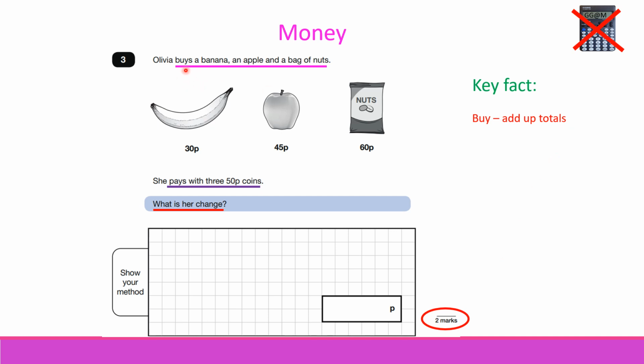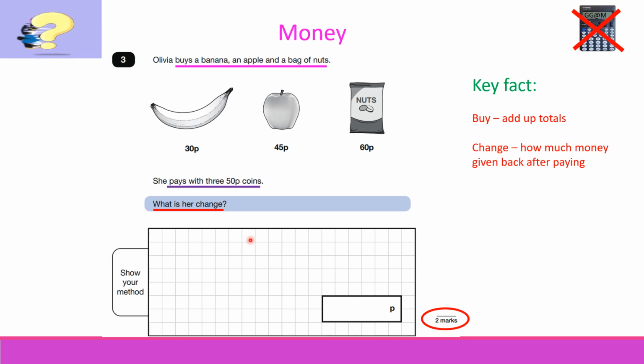So when it says buy here, we've got to add up the totals for each of these items to be able to work out the total cost of the food that has been bought. Then later on in the question it says the word change. Now this change means how much money are you going to get back after you've paid for the item. So you need to work out how much money you're going to give the person in the shop. So how much money are you paying them and how much money are they going to give you back? So what is your change, or her change in this case?